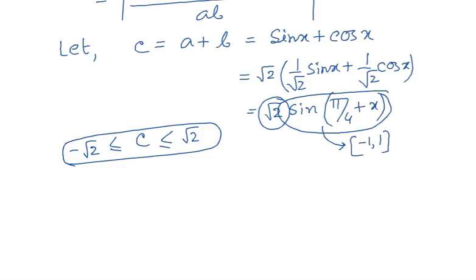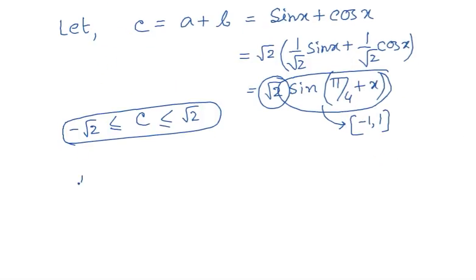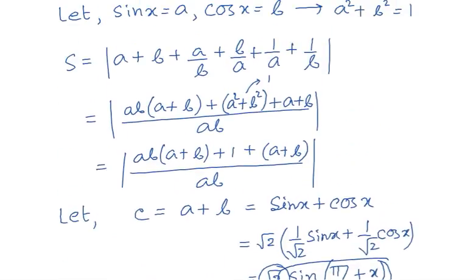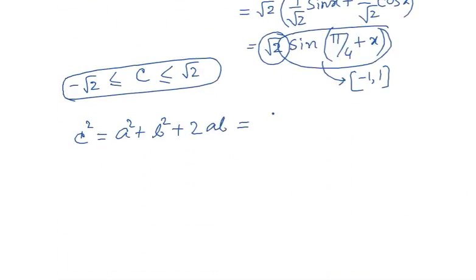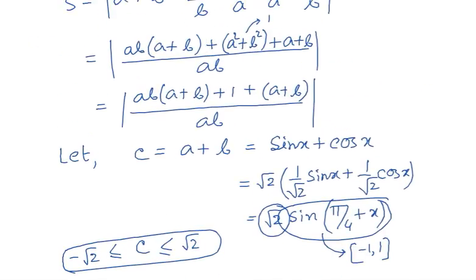And since we have assumed c to be equal to a plus b, naturally c square will come out to be a square plus b square plus 2ab, and as we already know that a square plus b square equals 1, c square will come out to be 1 plus 2ab. So from here we can write ab also in terms of c square, so it will become c square minus 1 by 2. Now we can see that this entire expression is a function of two variables, a and b, that is sin x and cos x.